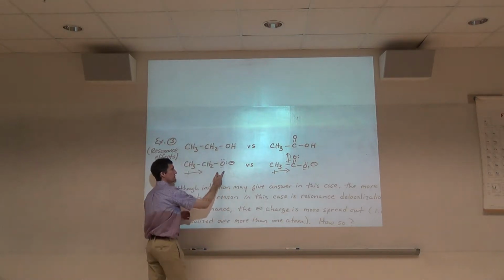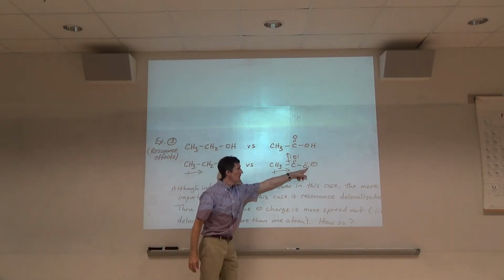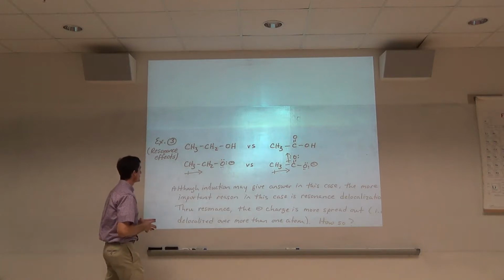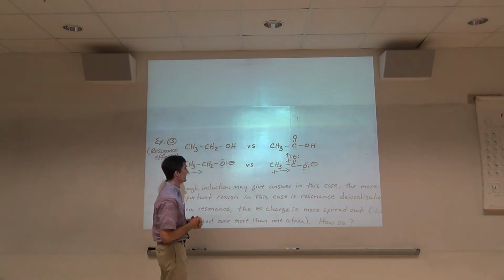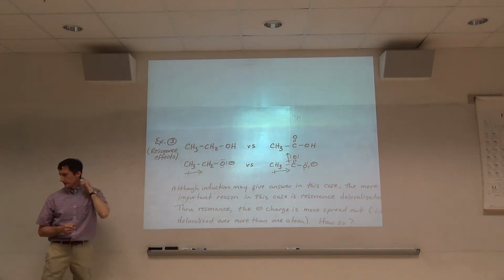This becomes O minus when it gives up the H plus. That becomes O minus when it gives up the H plus. Which one's more stable? Well, that one, because we know that's an acid that should be more acidic. Why is this more stable? It's a resonance effect.